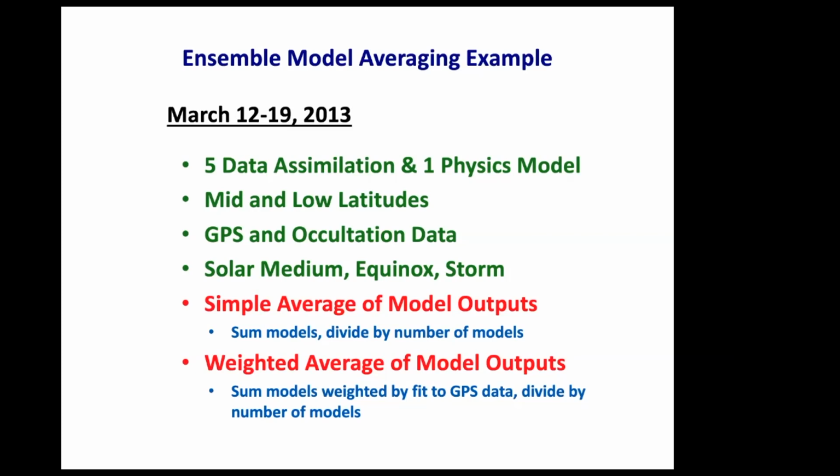We're going to show results for a simple average of the models. In this case, you sum the models and divide by the number of models. And then we're going to look at a weighted average of the models. You sum the models weighted by the fit to the GPS data and then divide by the number of models.